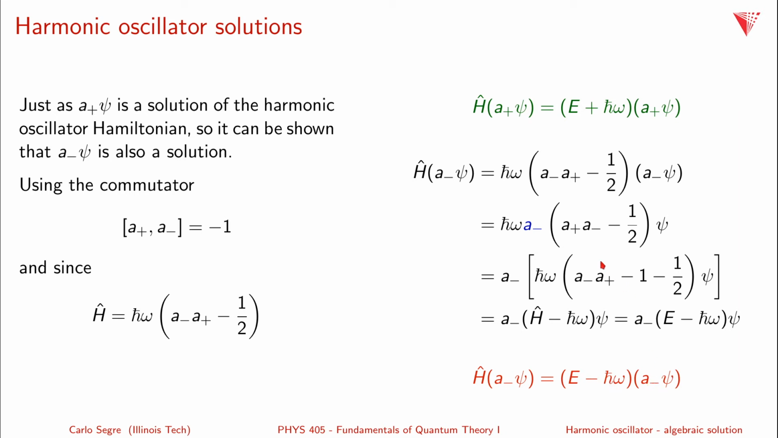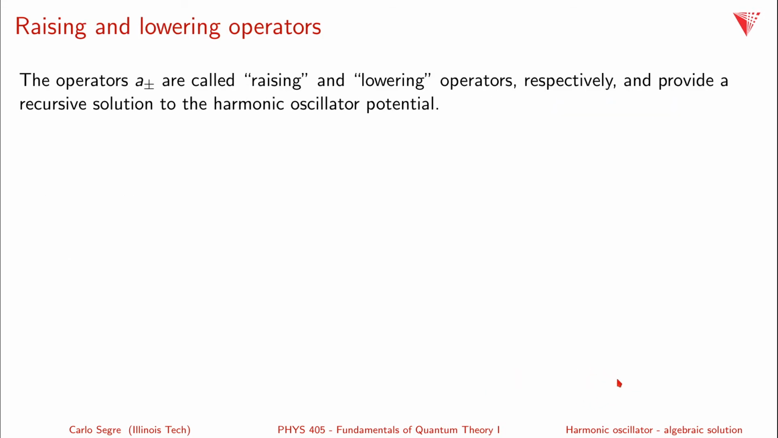So again, the function a minus psi is also a solution with its energy reduced by h bar omega. So this is why the ladder operators are called ladder operators. I prefer calling them raising and lowering operators because there's a reason. Eventually, when you learn more quantum mechanics, we'll talk about things that are very similar, which are called creation and annihilation operators. Very similar. They raise and lower the energy. So these raising and lowering operators provide a recursive solution to the harmonic oscillator potential. And that's how we're going to do it.